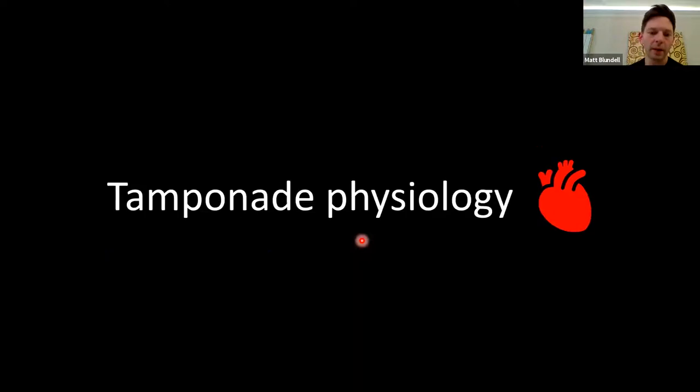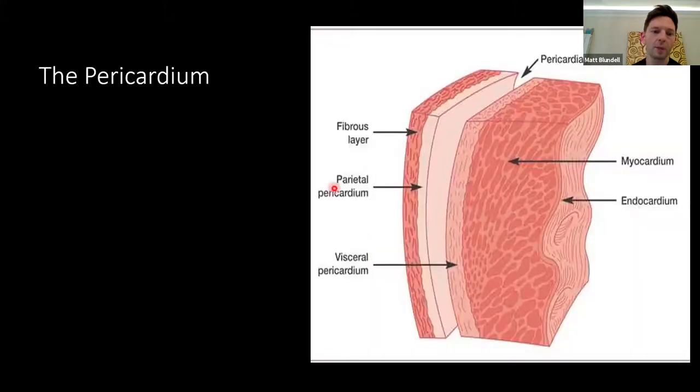I'll go a little bit through tamponade physiology just so you have a clearer understanding, because it helps bring some of the later echo findings together. You can't talk about tamponade without talking about the pericardium. So, a very brief anatomy lesson. The pericardium is made up of several layers. You have a fibrous, thick outer pericardium that doesn't really stretch very well when fluid fills the pericardial space. That's attached to the serous pericardium, which is made up of the parietal pericardium and the visceral pericardium. In between those two layers, you have the pericardial cavity.